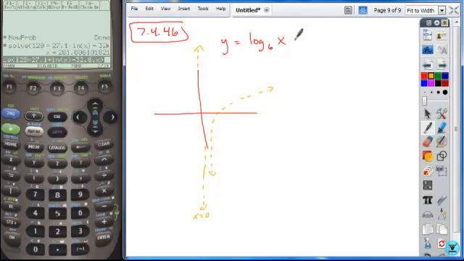Well, this one, is there anything being added outside the function? No, so there's no vertical shift. Anything being added inside the function? No, so there's no horizontal shift. And so the only thing is this base of 6 changes the values, but the form of the graph is going to stay exactly as it is.